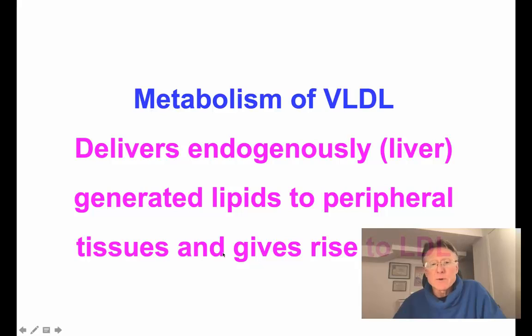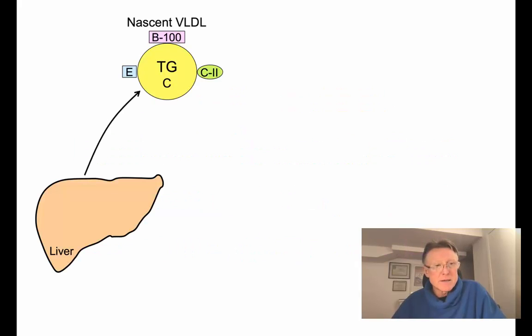And the other important thing about VLDL is that they give rise to LDL. So it's an important particle because it has some important implications for the metabolism of lipids and health in our organisms. So let's start again from the liver, because this is where VLDLs come from. And why would the liver produce VLDLs?